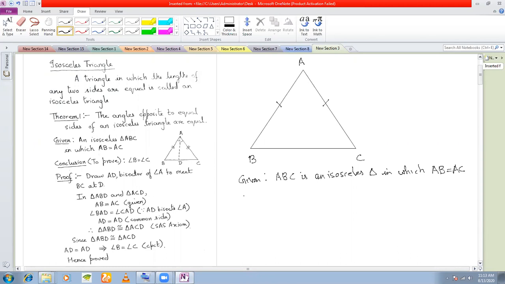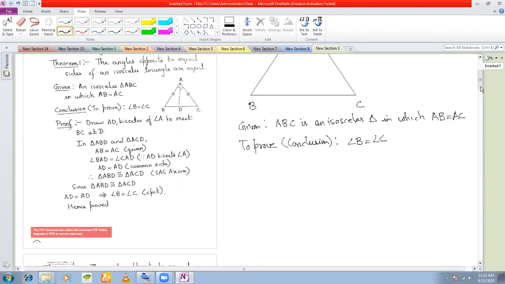Next is to prove. What do I need to show? Or my conclusion, what should my conclusion be? I need to show that angle B is equal to angle C. Okay, now we start with the proof.